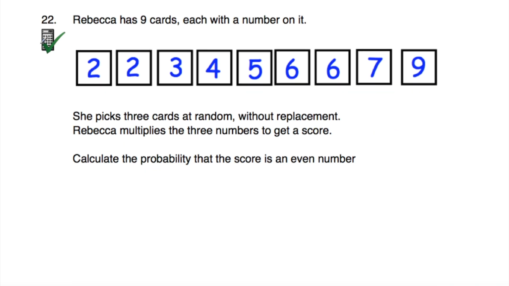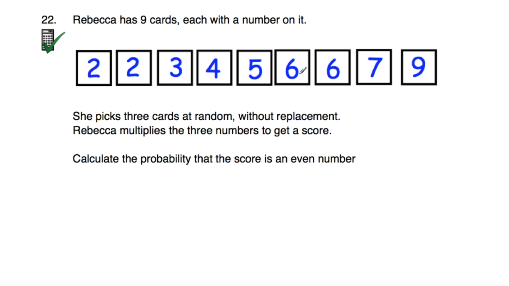Okay, let's have a look at our next question, question number 22. So question number 22 says, Rebecca has 9 cards, each with a number written on it. And these are the 9 cards: 2, 2, 3, 4, 5, 6, 6, 7, and 9. She's going to pick 3 cards at random without replacement, so it's conditional probability. And she multiplies the 3 numbers together to get a score. And the question says, calculate the probability that the score is an even number. So in other words, whenever Rebecca takes the 3 cards from this pile, and multiplies those 3 numbers together, what's the probability that it's going to be an even answer at the end?